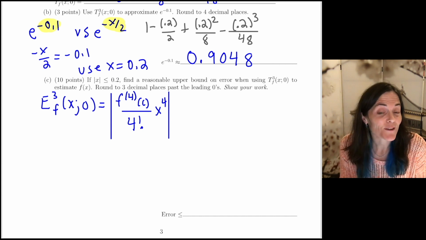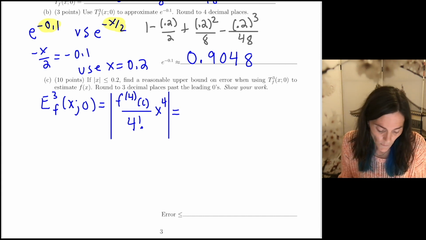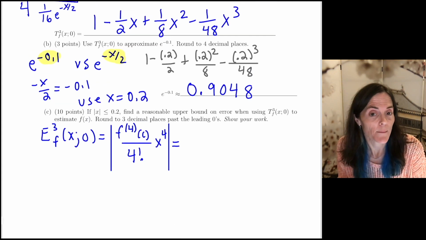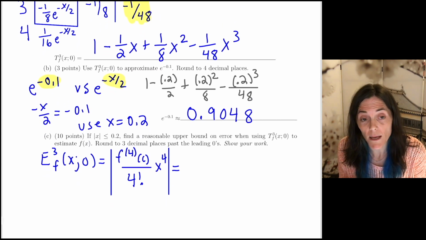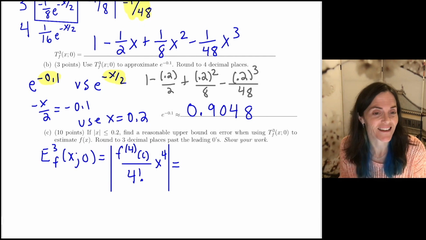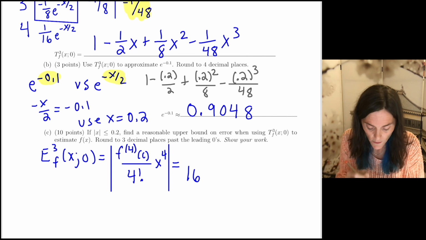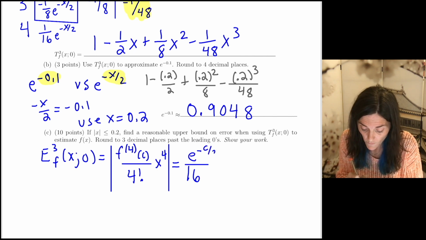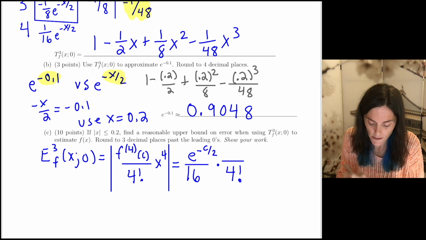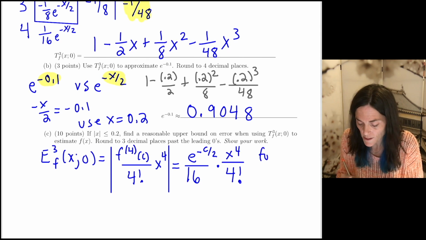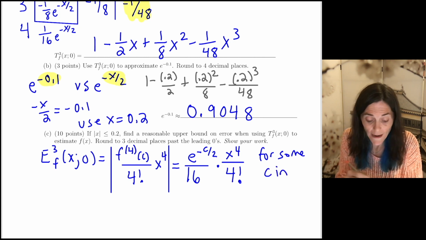Now we already calculated the fourth derivative, so I could just write that. Well, you see in this example, and this doesn't always happen, but in this example, my fourth derivative is positive, and x to the fourth is always non-negative. So I don't need to write my absolute values in the next step. But I have, in the numerator, e to the minus c over 2, and there's a 16 in the denominator, and then down here is a 4 factorial, and in the numerator I have an x to the fourth. And this is for some c, and also x for that matter, in, while we write down the interval.